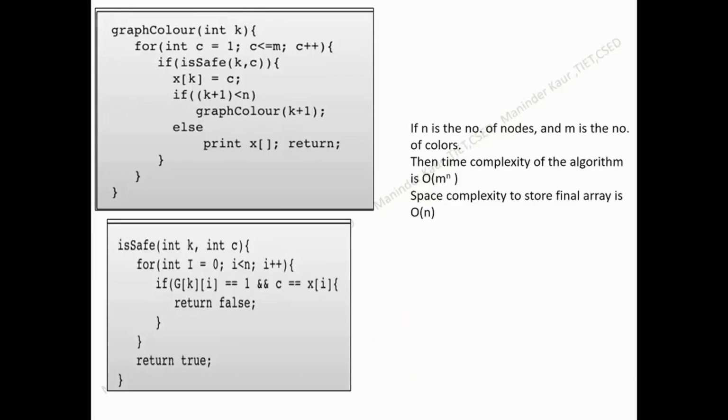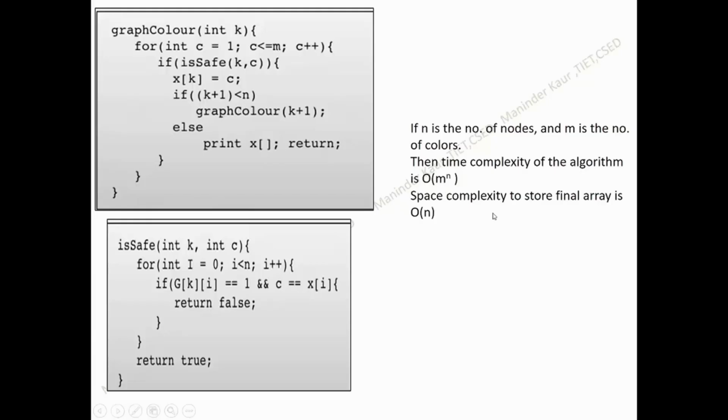Now, what is the complexity of this graph color function? If n is the number of nodes and m is the number of colors, then the time complexity of the algorithm is order of m raised to the power n. That means different combinations of m raised to the power n colors will be explored for n different nodes.